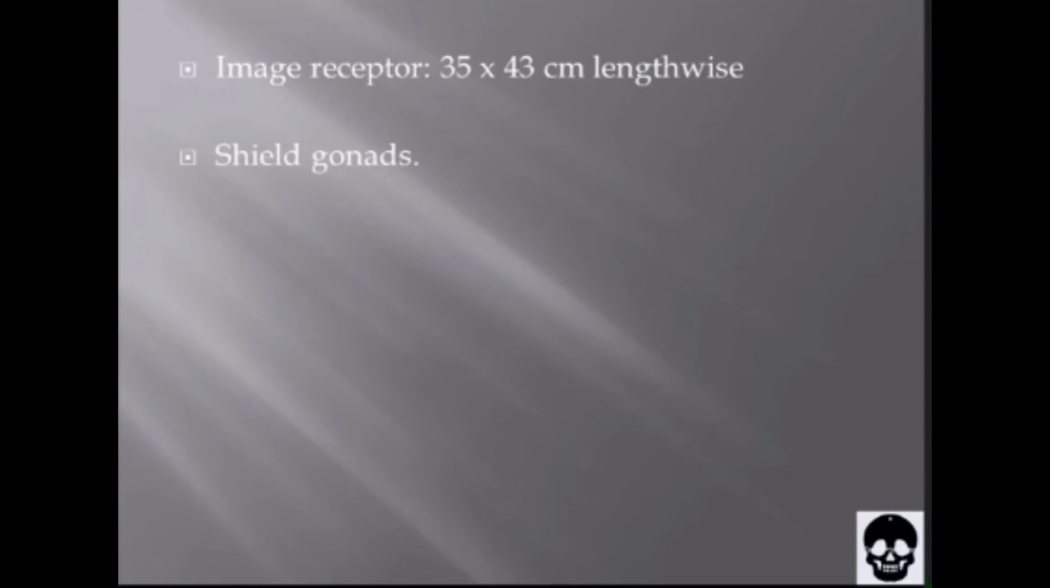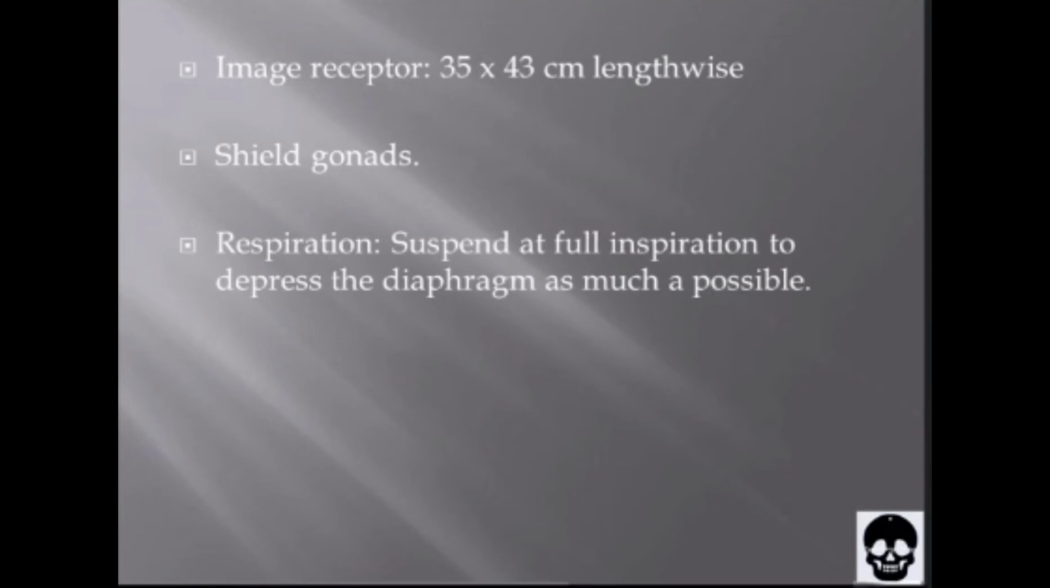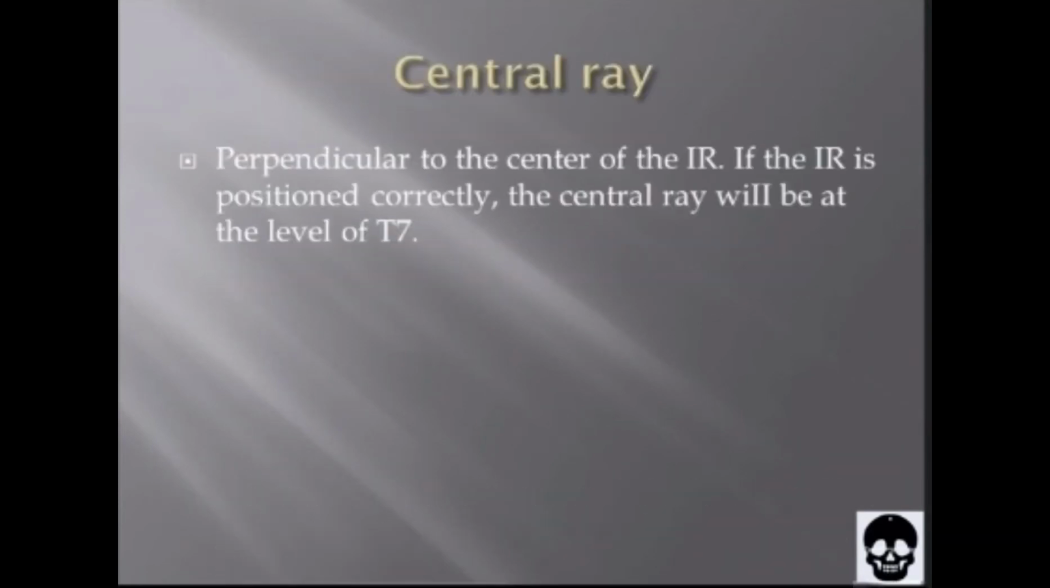We are using gonadal shielding. Respiration is suspended at full inspiration to depress the diaphragm as much as possible. Central ray is perpendicular to the center of the IR. If the IR is positioned correctly, the central ray will be at the level of T7.